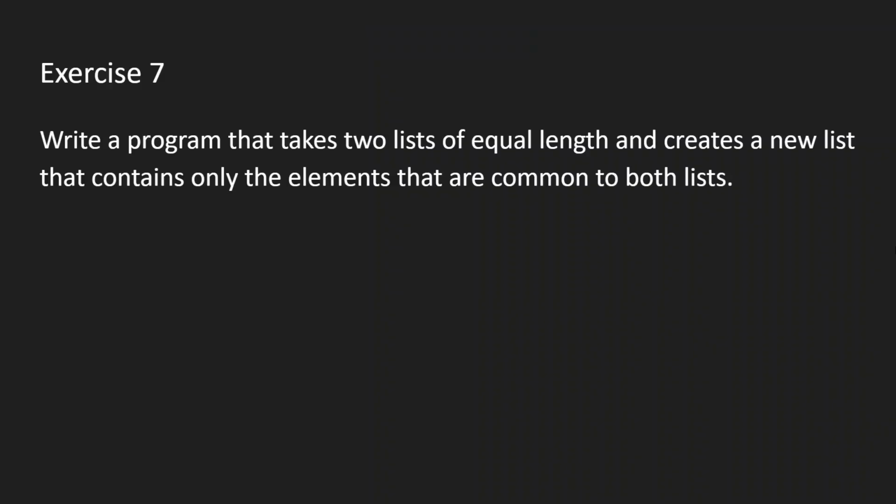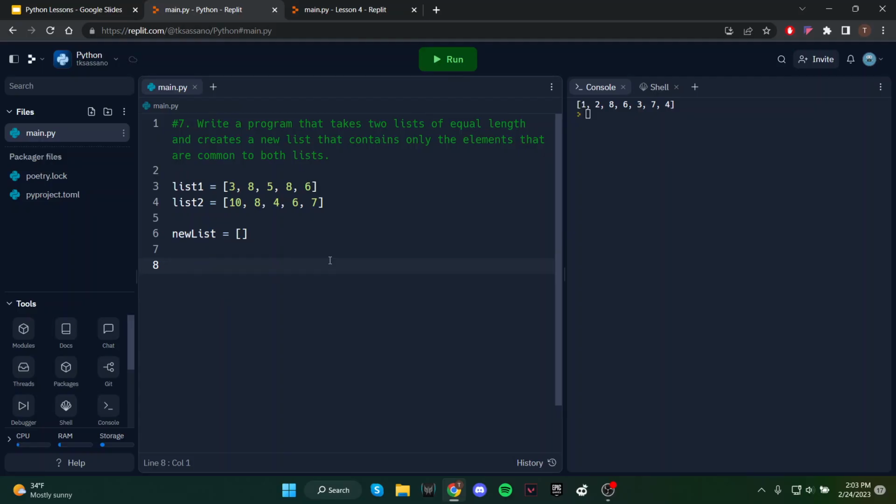A new program that takes two lists of equal length and creates a new list that contains only the elements that are common to both lists. So we can just loop through one of them, it doesn't really matter which, because they're the same length. So for num in list 1, and then we'll check if it's also in list 2.